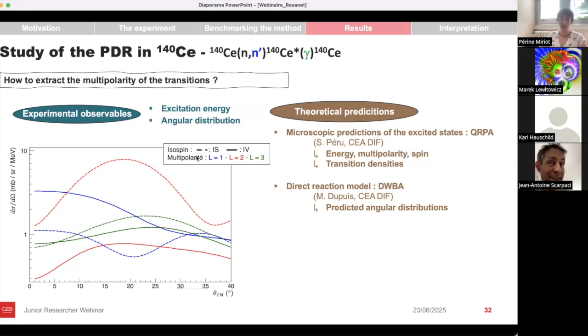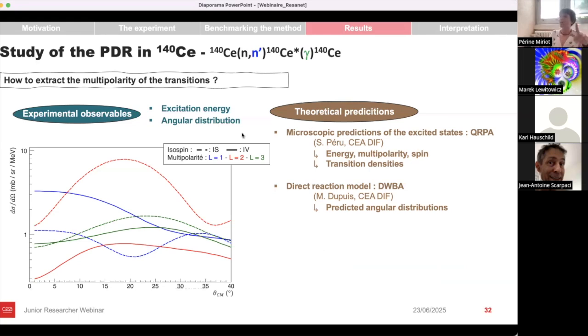So I used the multipolarity L equal 1, the dipole multipolarity, L equal 2 for quadrupole multipolarity, and L equal 3 for octupole states. And for each of those multipolarities, in the direct reaction model, we were able to distinguish between the isoscalar and the isovector contributions, concerning the isospin quantum number that characterizes the resonance. And so you have here, for each multipolarity, each color, two contributions: the solid line for the isovector contribution and the dashed line for the isoscalar contribution.